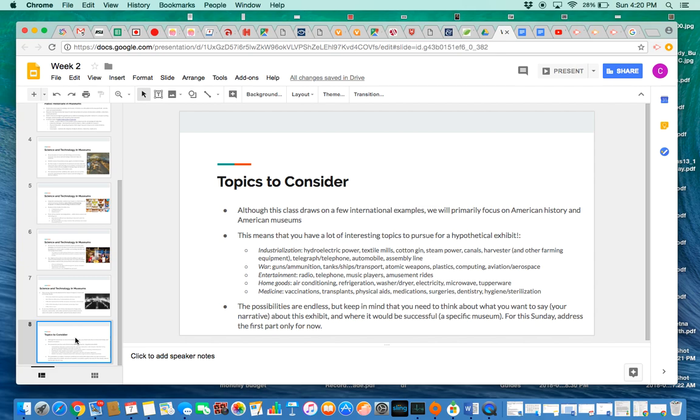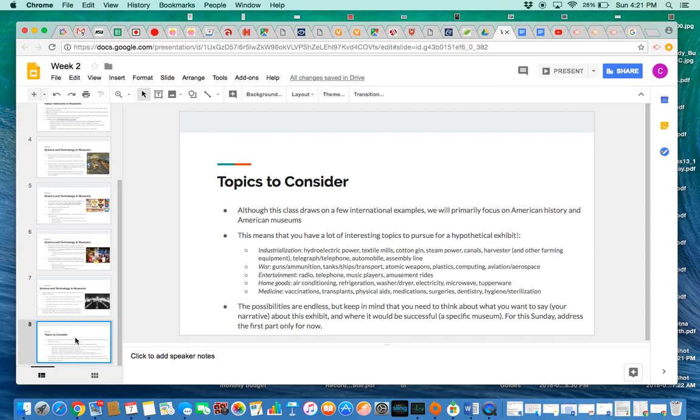If we're looking at our second major catalyst of the change in science centers and presentations of science, we're looking at World War II and the aftermath of that, right? There are also earlier conflicts where you can look at technological innovations as well, right? So we can look at guns or ammunition. We can look at different types of transportation like tanks or ships.